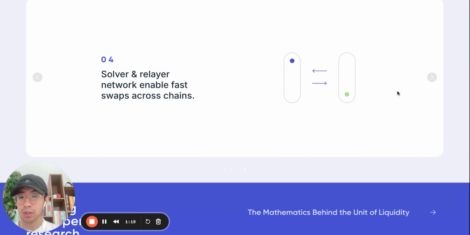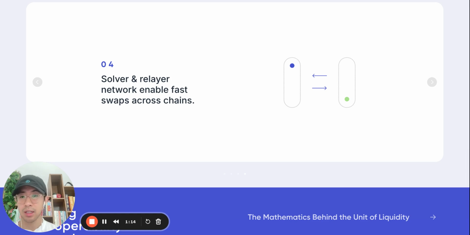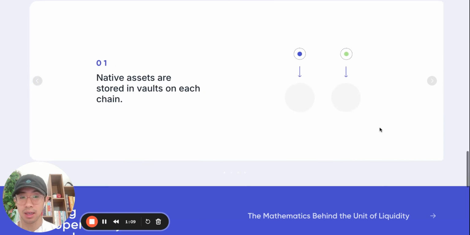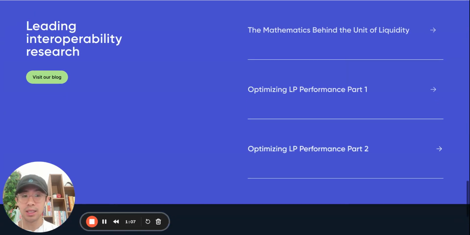And then there are solvers that provide fast liquidity for those chains, such that it doesn't even take a few minutes for these swaps to finalize, and only takes a few seconds. So yeah, that's basically Catalyst in a nutshell.